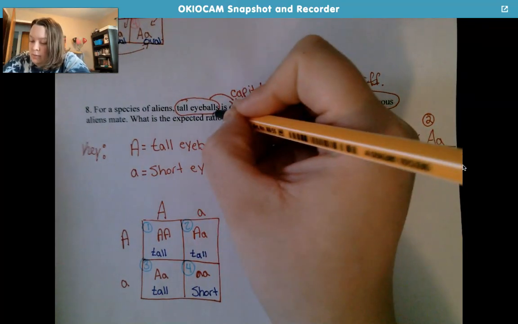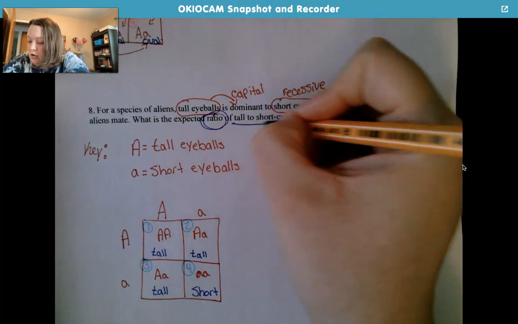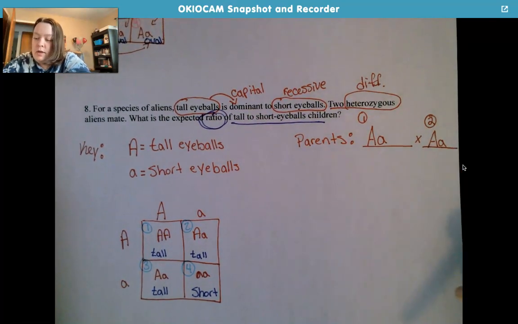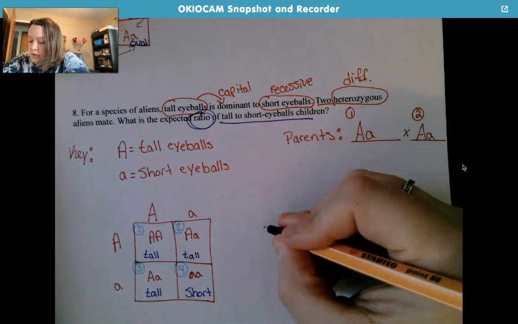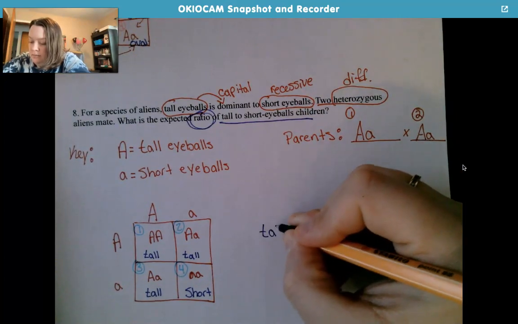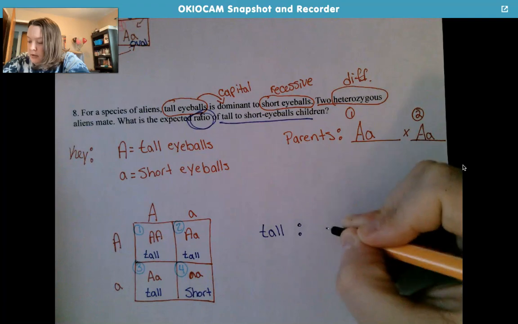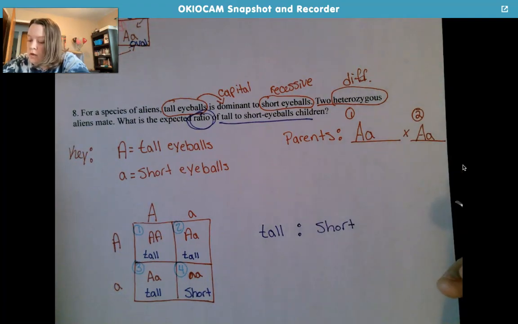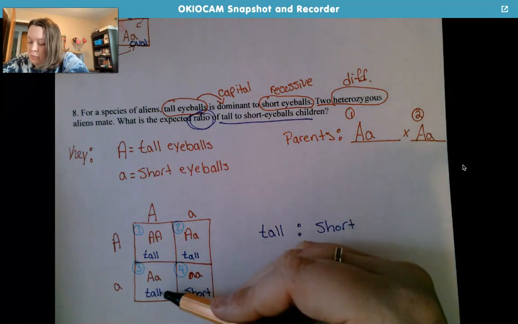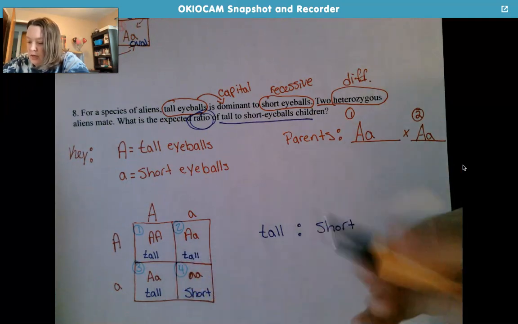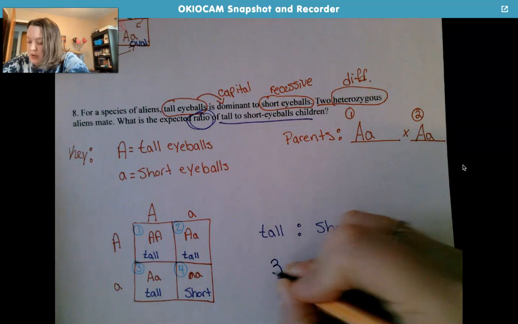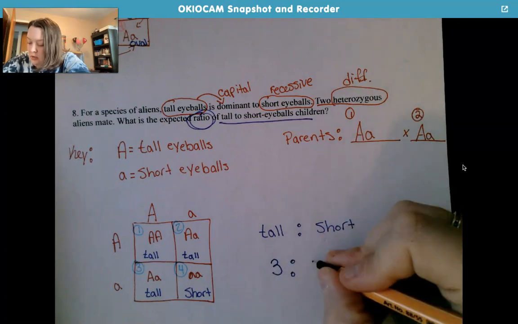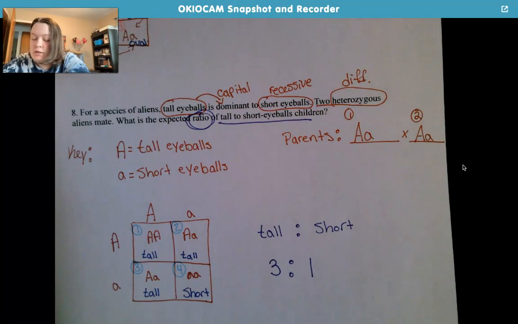It says, what is the expected ratio of tall to short eyeballs? The way that we write a ratio is the number of tall, with a colon in the middle, to the number of short. The number of tall that I have: 1, 2, 3. 3 of the offspring have tall eyeballs, and only 1 has short. So it's a 3-to-1 ratio of tall to short in these offspring.